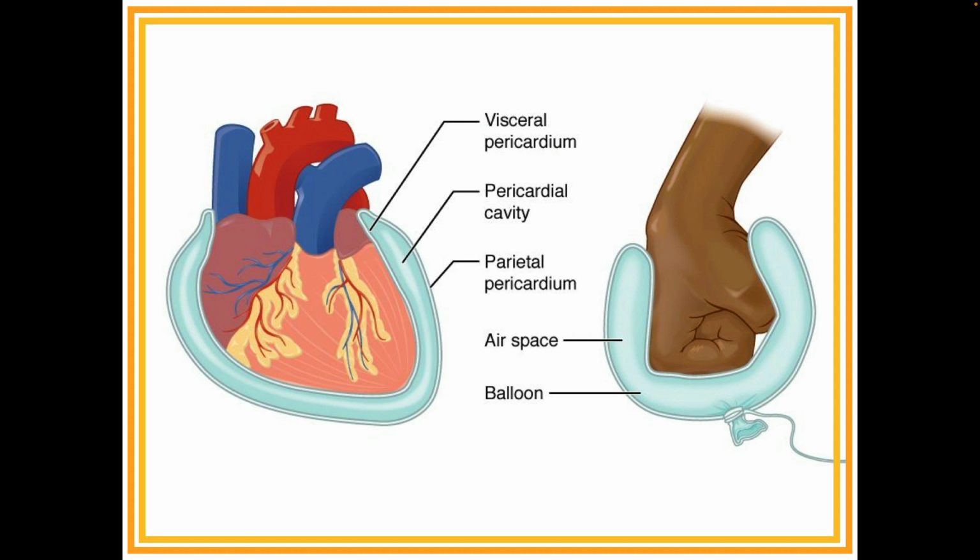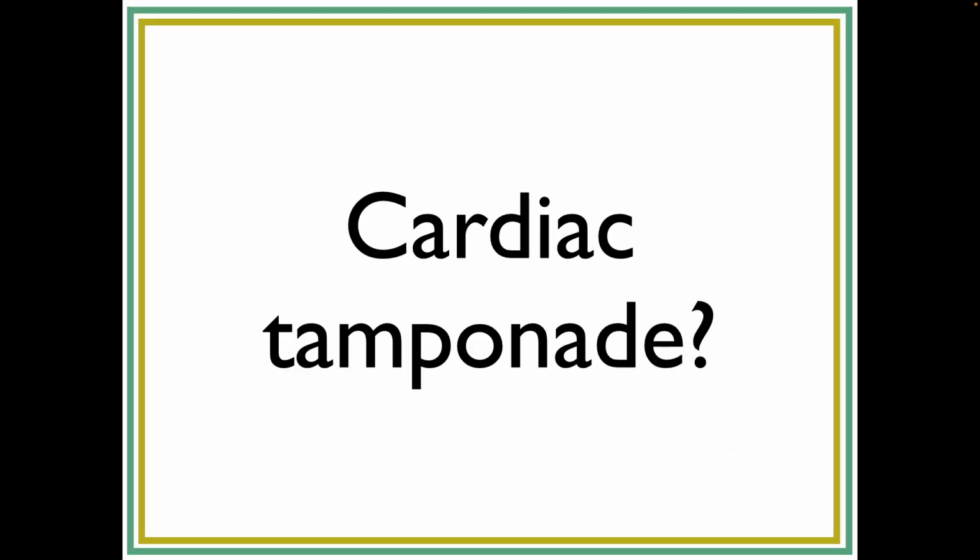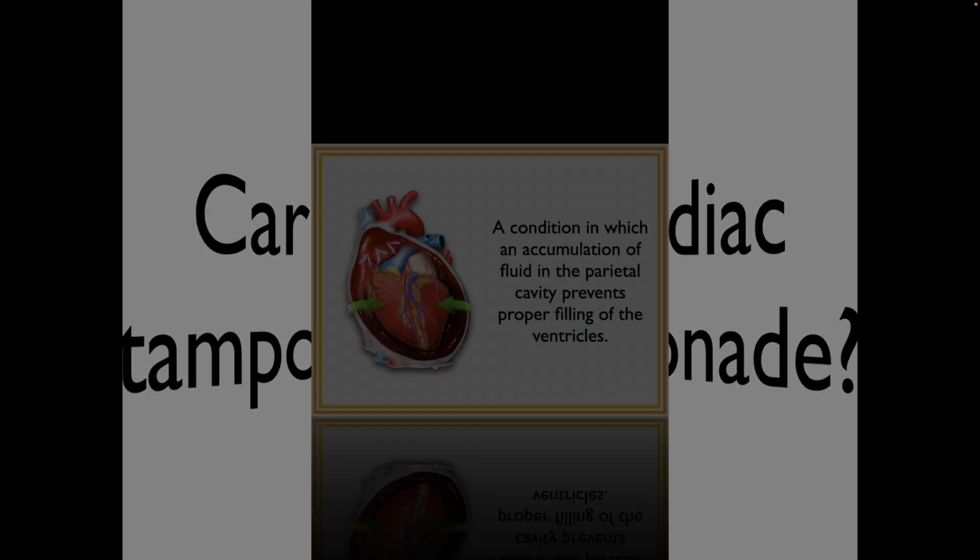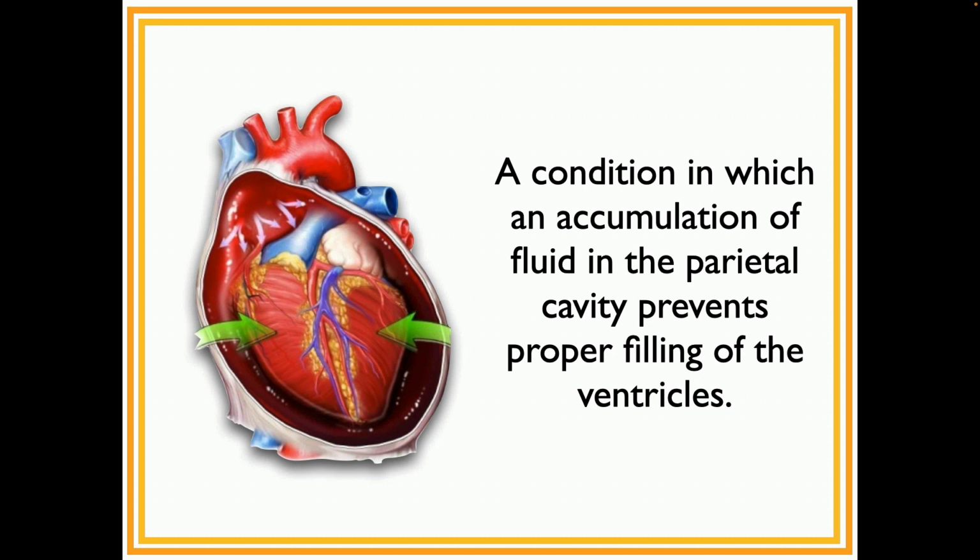It's when it gets inflamed, and so the heart can't beat and perfuse as well. You're pretty close, but not quite right. What happens as far as the amount of fluid when somebody has a cardiac tamponade? Accumulation of fluid in the parietal cavity. Okay, so tamponade is a condition in which too much fluid accumulates in that area.